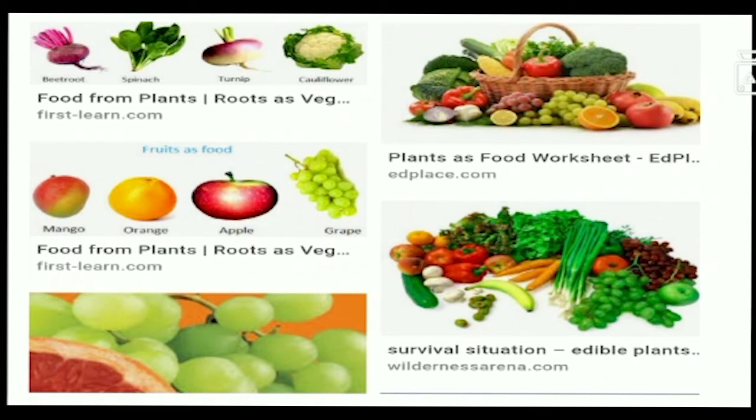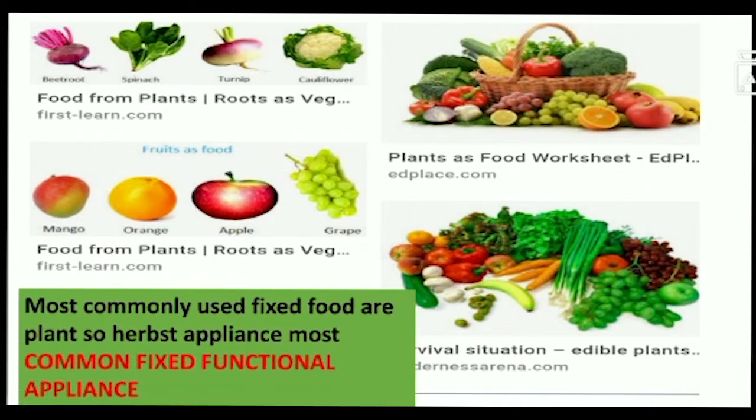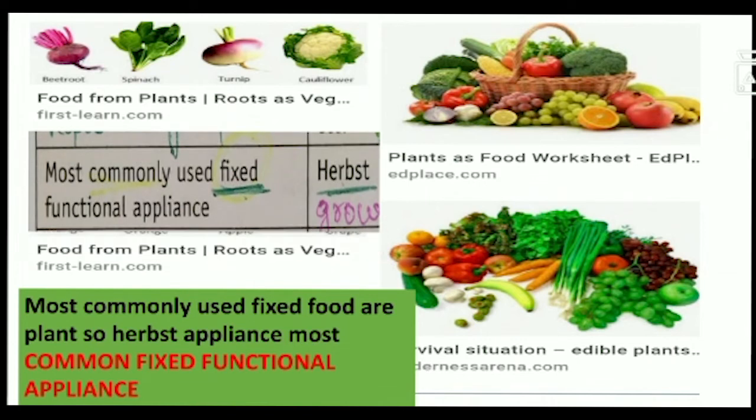See, for a better understanding, I also need a picture. See, food from plants like beetroot, turnip, cauliflower, spinach, orange fruits and all this comes under the category of plants. We also know that herbs are also known as plants. They come under the category of plants. So fixed food daily diet is plants. In this way you can remember that most commonly used fixed food are plants. So herbs and plants, correlate it in this way. So most commonly used fixed functional appliances are herbs. These are also the fixed food daily diet.